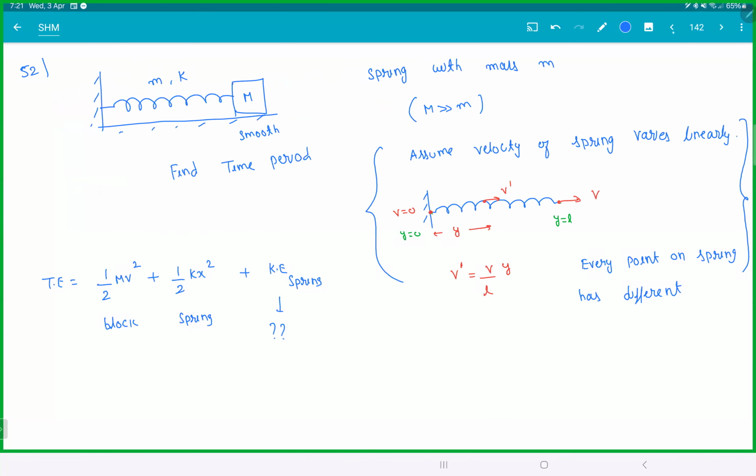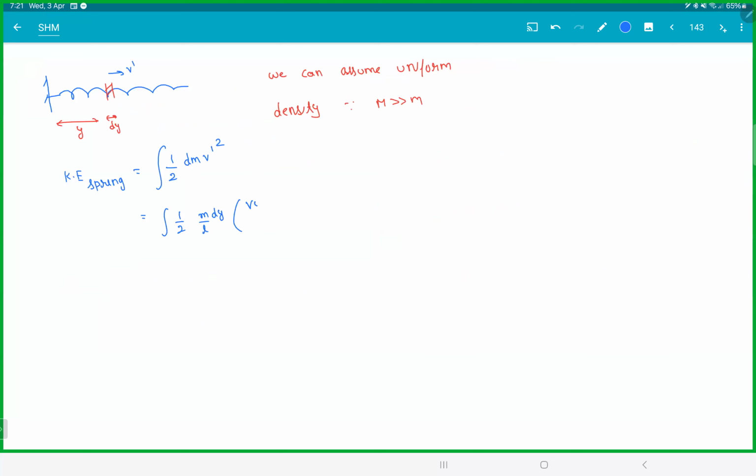And what is the velocity? Vy by L. This will be half mv square by L cube integral y square dy. This will be mv square by 6. Therefore, the total energy is half capital M v square, half kx square plus 1 by 6 mv square.